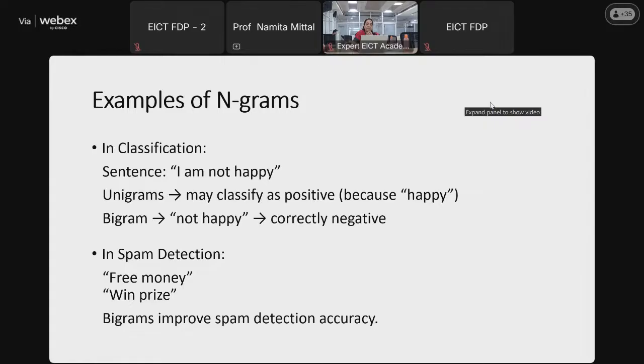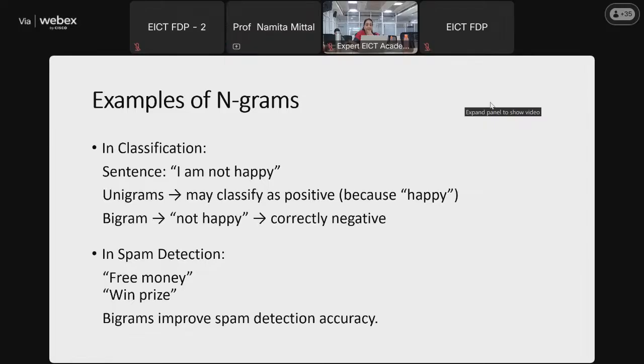So in classification, I'm taking the example of bigram so you'll see the difference. In the case of unigram, if the sentence is I am not happy, it may classify this as positive because happy is a positive word. But when I take bigram, it would be not happy instead of happy, and not happy is not a positive word. It is a negative word. So see the difference. Taking only unigram, we have to choose wisely which gram is best suited, right? Because of bigram, instead of a positive sentence, it has become a negative sentence.